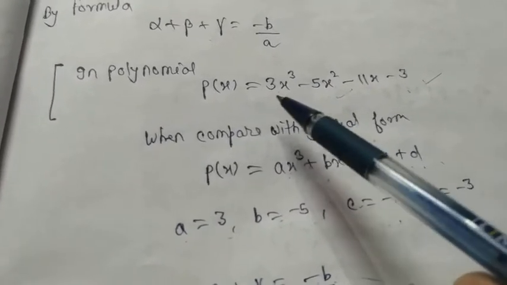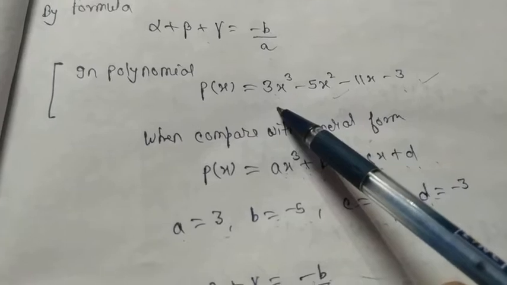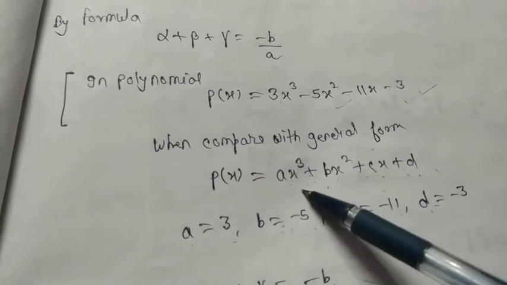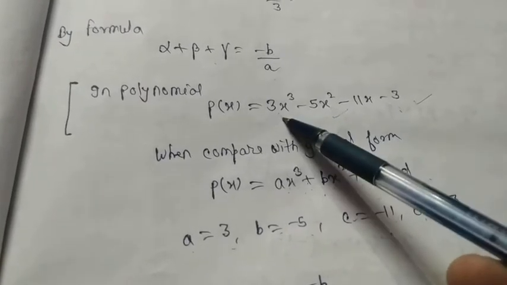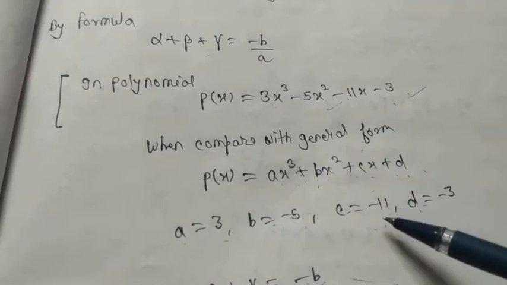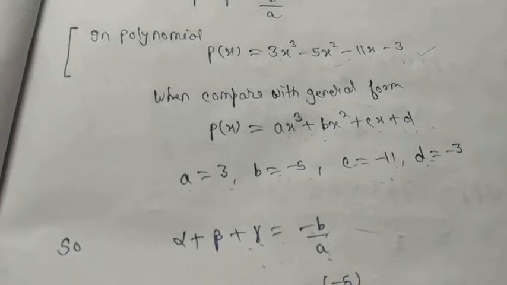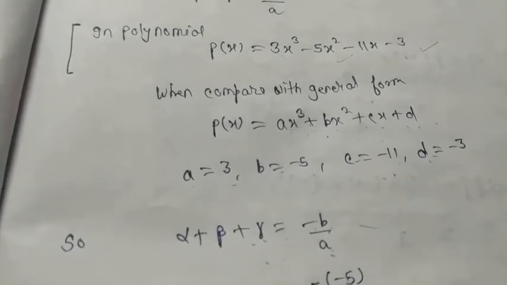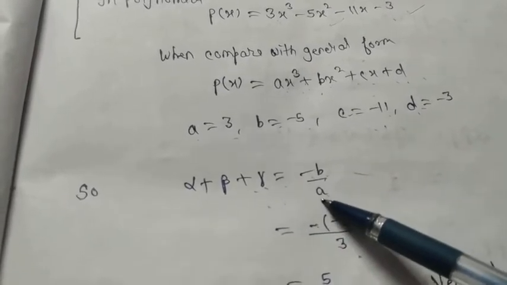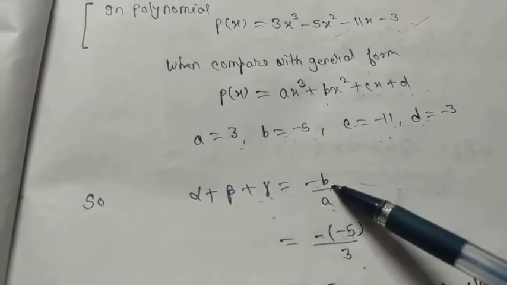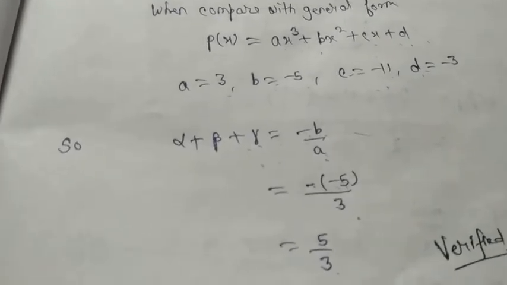Okay, so see, it is the given polynomial, and because it is a cubic polynomial, we can compare it with the general form. When you compare it with the general form, the value of a will become 3, the value of b will become minus 5, the value of c will become minus 11 and the value of d will become minus 3. So what we have to do, we just put the values of b and a in this formula. Alpha plus beta plus gamma is equal to minus b by a, and the value of b is minus 5. So when you solve it, it will come to 5 by 3.